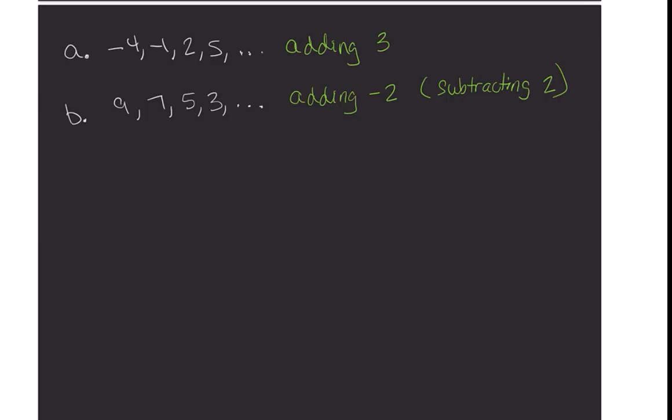All right, let's try another one. Ready to get fancier? What about 2, 3.5, 5, 6.5? Adding 1.5 to every single one. Yeah.